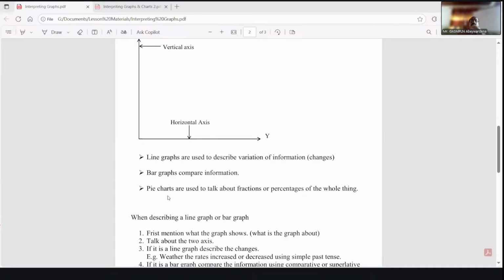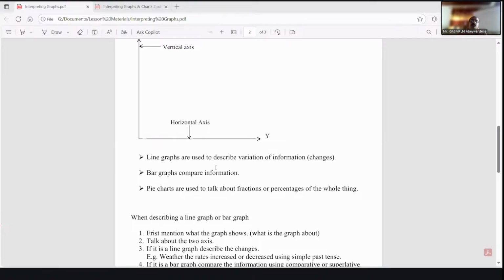Bar graphs compare information. Highest, tallest, lowest, shortest, or higher than, taller than, shorter than, etc.